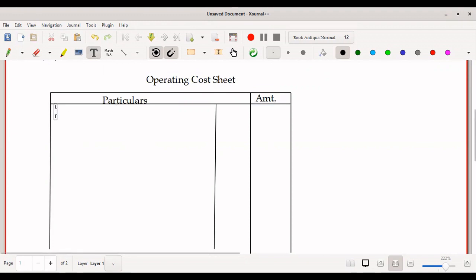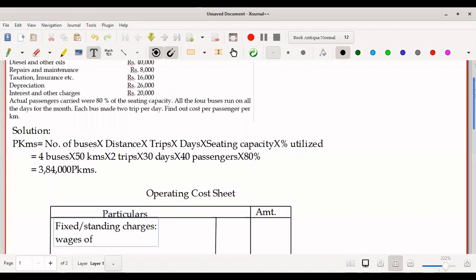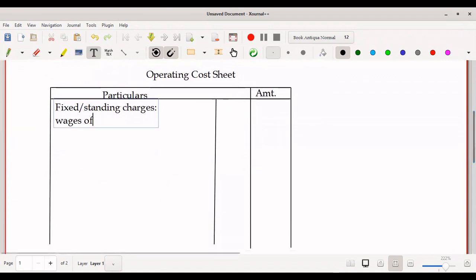Now let's start. What is the main heading here? Fixed charges or standing charges. I showed you in my last slides the format of the cost sheet: fixed or standing charges. Under this, we'll see one by one. Wages of driver, conductor, and cleaner.